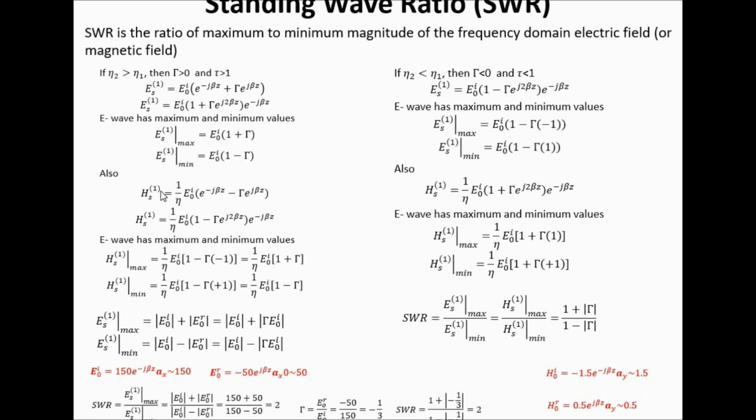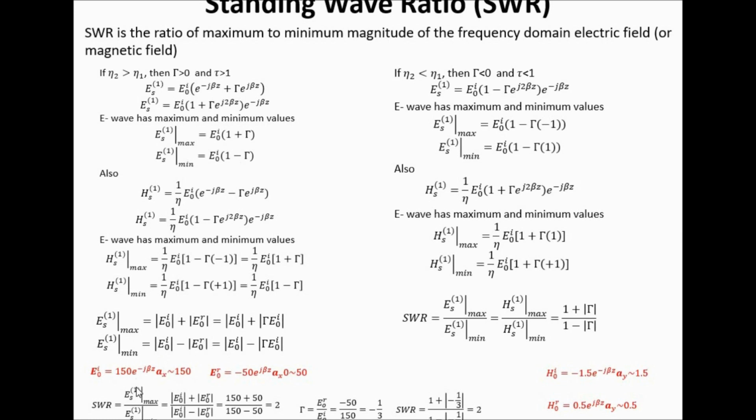Similarly, HS1 has this expression. So HS max will be 1 over eta E0I times (1 plus gamma), and HS1 minimum will be 1 over eta E0I times (1 minus gamma). So ES1 maximum is the sum of the incident magnitude plus the reflected magnitude, and the minimum is the difference between the incident and reflected magnitude.